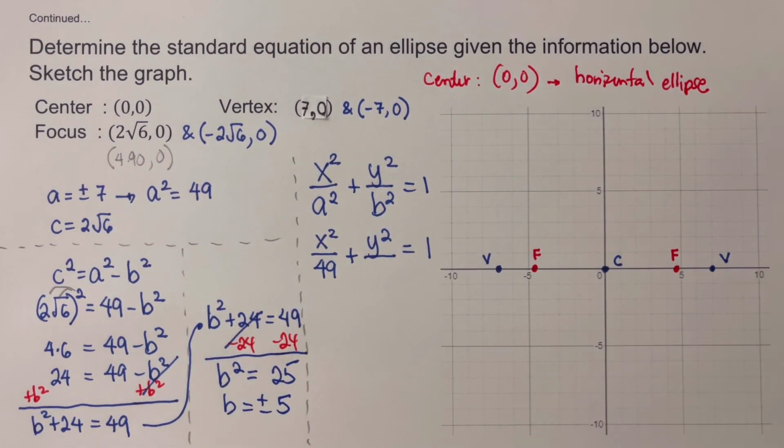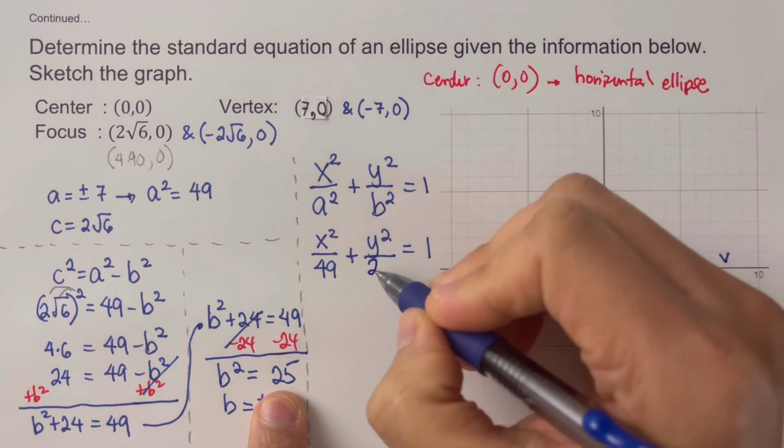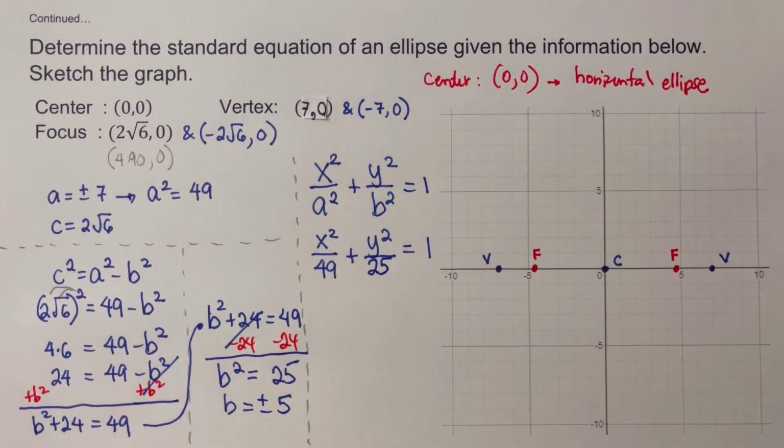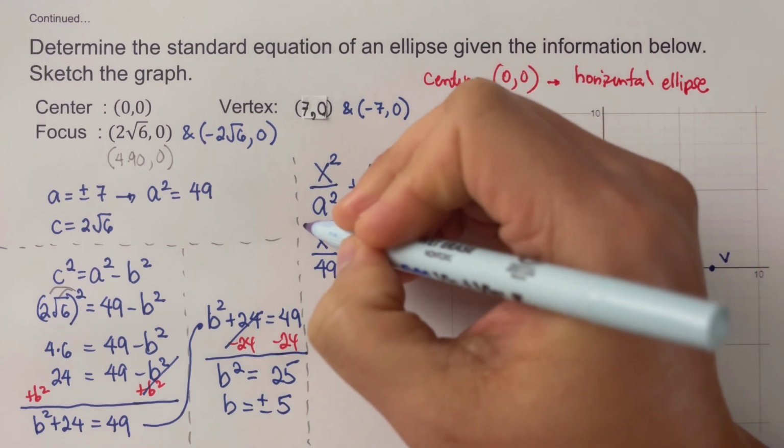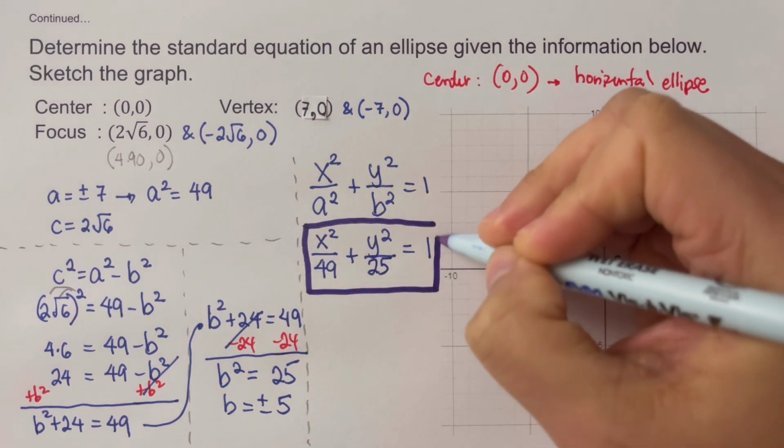So we have solved the value for b squared is 25. So I'm going to plug that in here. So this is 25. And so we can go ahead and say that this is the equation that would work for this problem that we have up there.